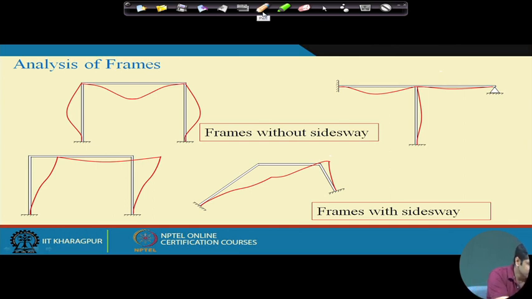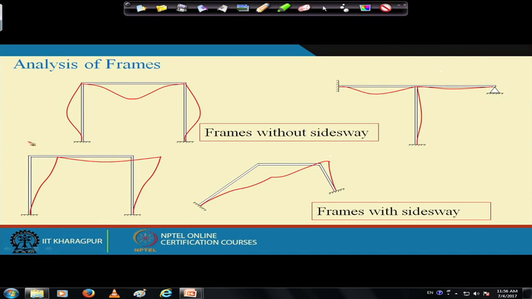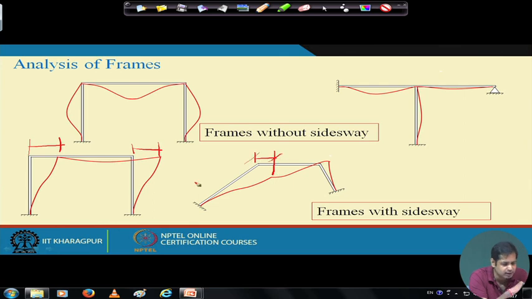In this case, this is the amount of sway that takes place. This point moves in this direction. For this case also, these points move in this direction by this amount. Whereas in the other frames, all the joints can rotate. For instance, there is a rotation at this joint, at this joint, and at this joint, but all the joints remain at their positions. So there is no sway in these joints.